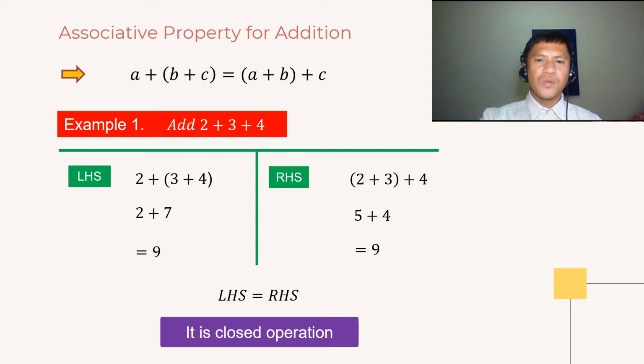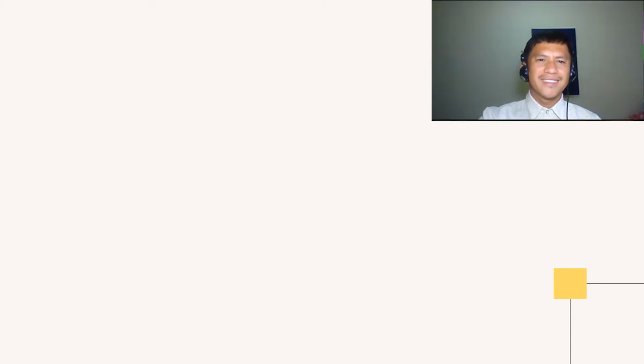On the second solution, using the right-hand side, we group the first two terms, 2 and 3. Then we add, that is 5. Bring down 4. Then the result is 9. Since the left-hand side is equal to the right-hand side, then we can say it is a closed operation.